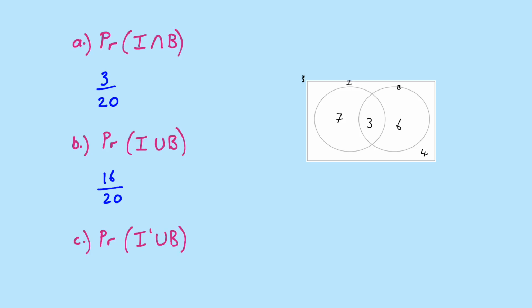So these 4 and these 6 are in the complement of I, but these 3 are in B, so this is the union. Therefore, it's 3 plus 6 plus 4 over 20, which is 13/20.